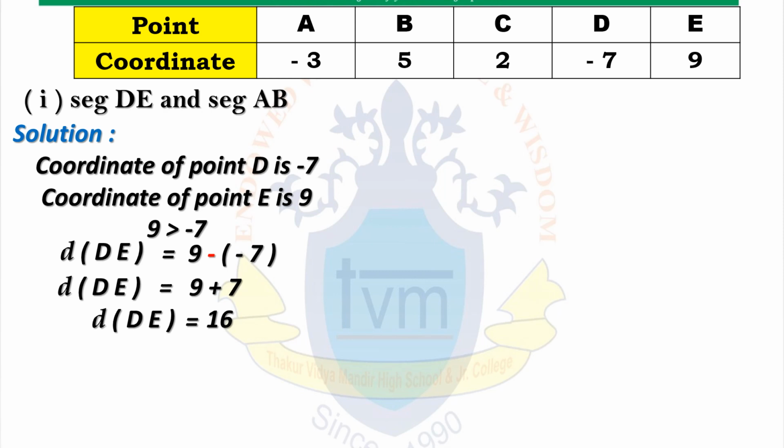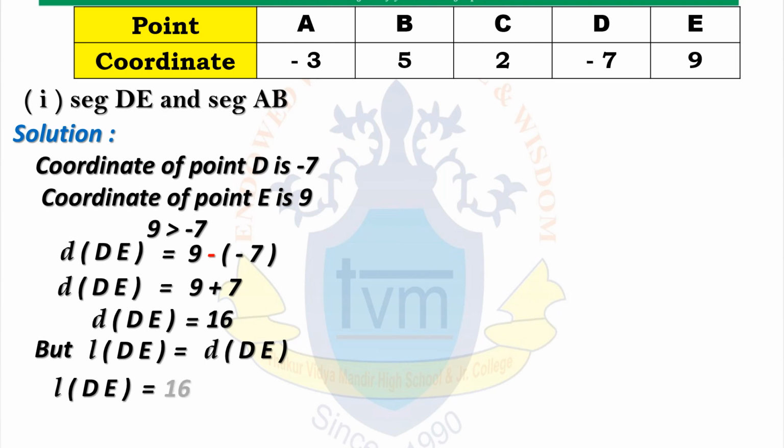But distance DE equals the length of segment DE according to the definition. What do you mean by the length of any segment? The length of a segment is nothing but the distance between its endpoints. Therefore length of DE equals 16. Let this be equation number 1. Now similarly we will find the length of segment AB.